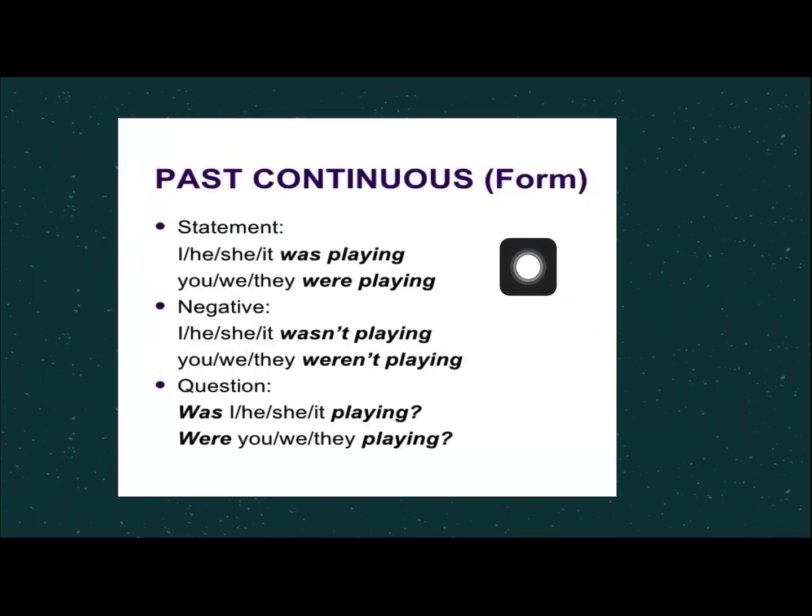In a past continuous, the only thing that we have to change is the verb to be is not going to be in present, it's going to be in past. Yep. For example, when you have I was playing, in a negative, I wasn't playing. But in a question, the same. You change the position. Was I playing?